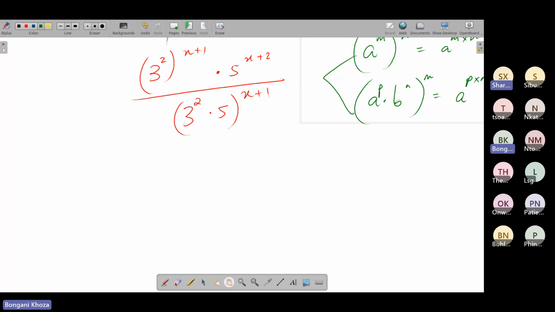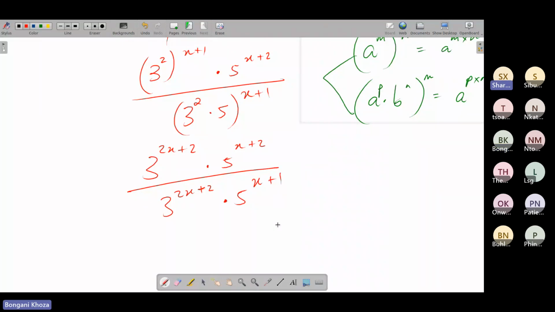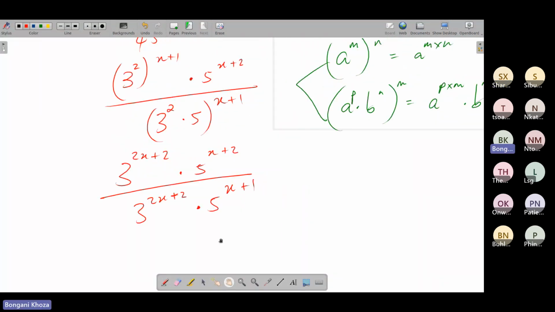So that means we'll have 3 exponent 2x plus 2 times 5x plus 2 over 3 2x plus 2. So this is that part over there. And then times 5x plus 1, like that. Everyone happy so far? We just multiplied this exponent with that exponent. The exponent here is 1 with this exponent. This is what we get now.